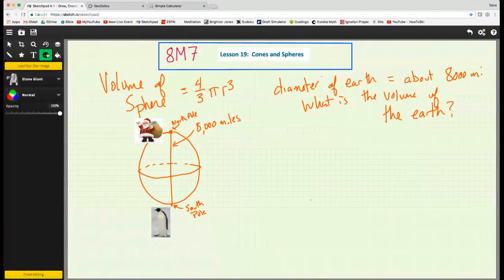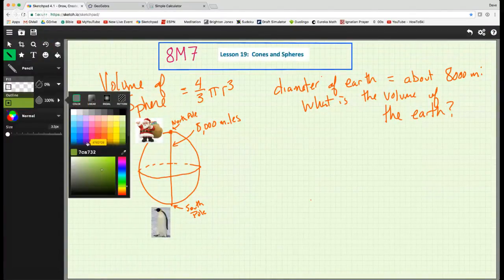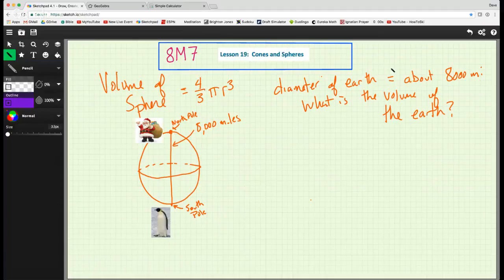To almost our final problem. And this is an interesting one. So we have the Earth. We're going to just do an estimation problem. And we're going to use the volume of the sphere, 4/3 pi r cubed, and the diameter of the Earth, about 8,000 miles. And we're going to figure out what the volume of the Earth is. So if you think about the diameter of the Earth, the distance across it, from the North Pole to the South Pole is where the penguins hang out. North Pole is where Santa hangs out. That's 8,000 miles. That's our diameter of the Earth.